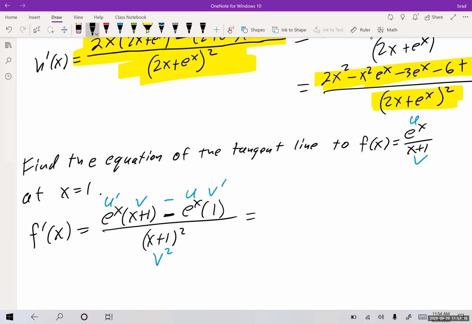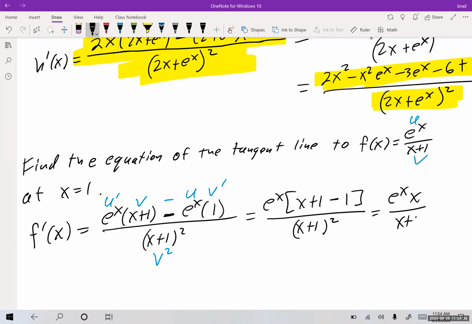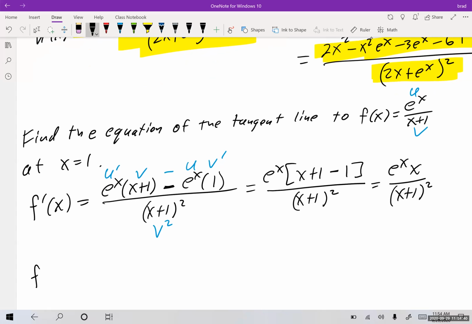So now this can be cleaned up to be, let's factor out the e to the x, and let's see what's left standing. X plus 1 minus 1 all over x plus 1 quantity squared. So this would be e to the x times x all over x plus 1 quantity squared. Okay, so now we can find f prime of 1, and this would be e to the 1 times 1 all over 4, right? Because 1 plus 1 is 2, 2 squared is 4. So this becomes e over 4, okay?